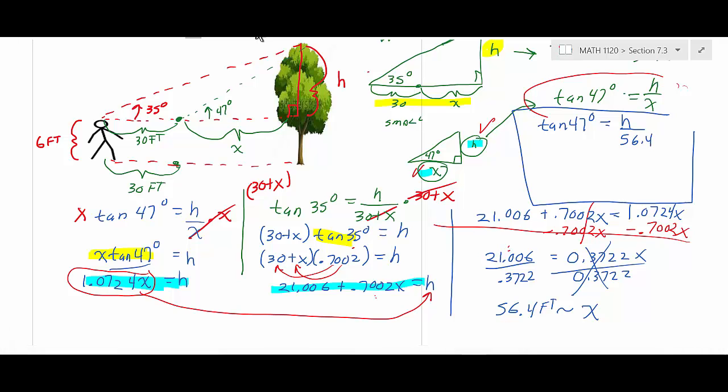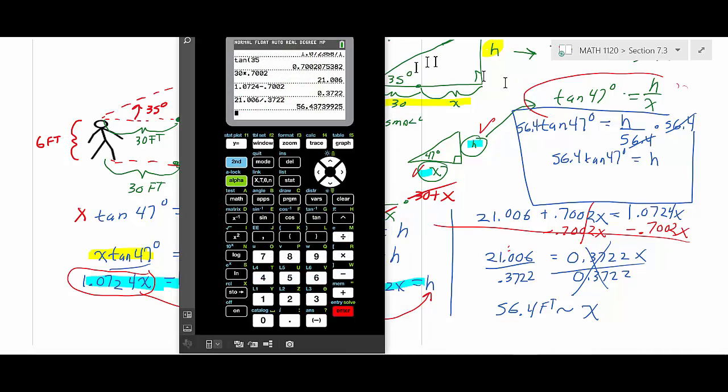So how do you solve this equation? Well, you want to get rid of 56.4, so what do you do? Multiply both sides by 56.4. Then you go to your calculator, so h should be whatever 56.4 tangent of 47 degrees is. Then we'll just round that off and get an answer.